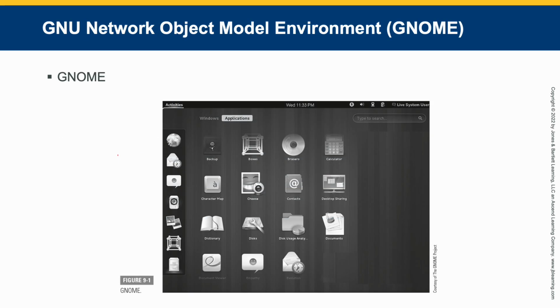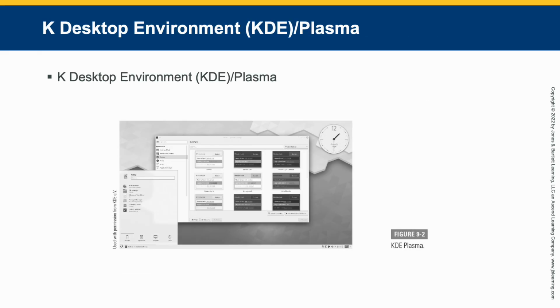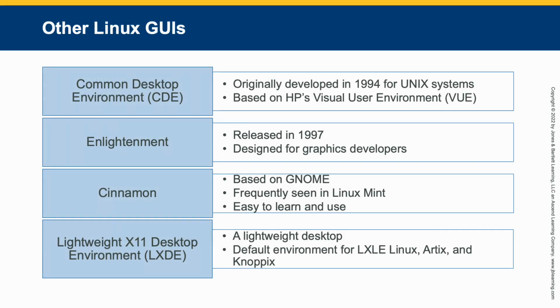So GNOME looks like this on your screen. The KDE desktop environment, or KDE Plasma, looks like this. The other Linux graphical user interfaces, or GUIs, are the Common Desktop Environment, or CDE, originally developed in 1994 by Unix Systems, based on HP's Visual User Environment, or VUE.